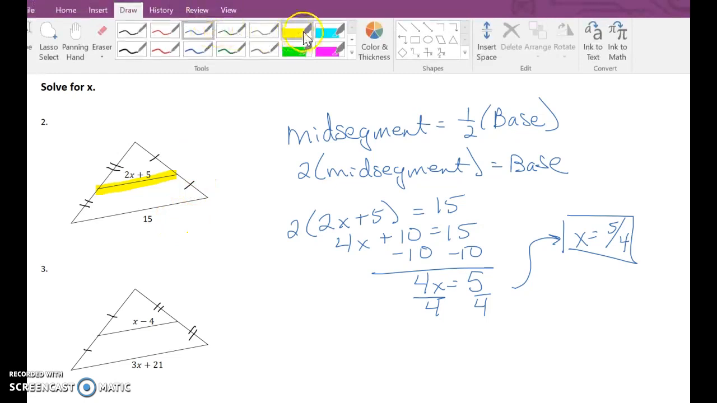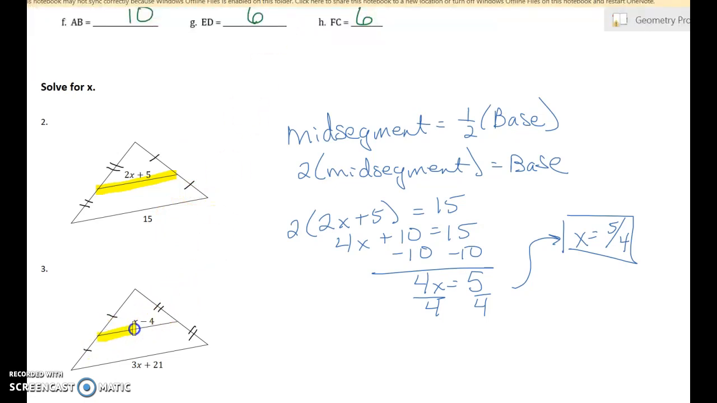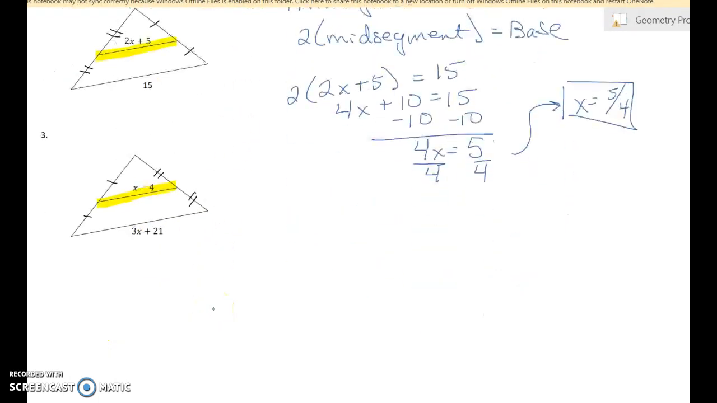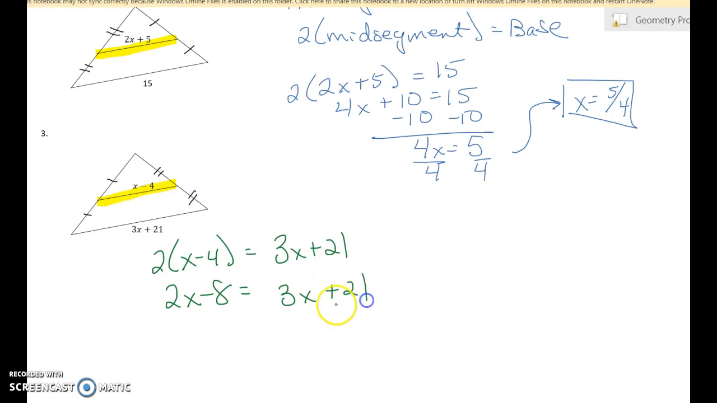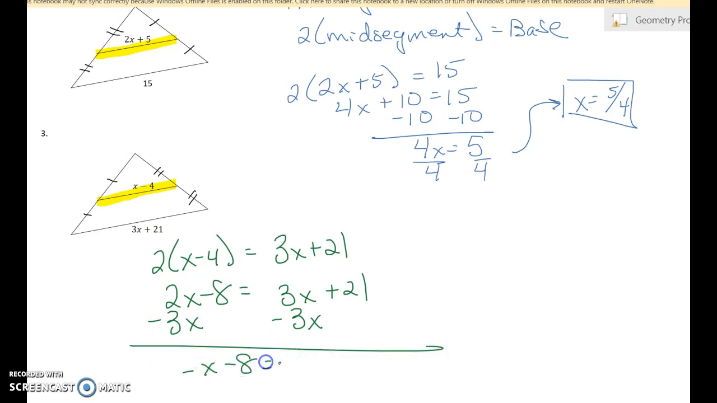Okay, let's look at this last one. Again, my mid-segment. I can either do mid-segment equals half my base, or I'm going to do 2 mid-segments equal the base again. So I'm going to do 2 times x minus 4 is equal to 3x plus 21, because I need 2 of these. So I get 2x minus 8 is equal to 3x plus 21. And I made a mistake with my negatives again. It's early and I'm making mistakes.